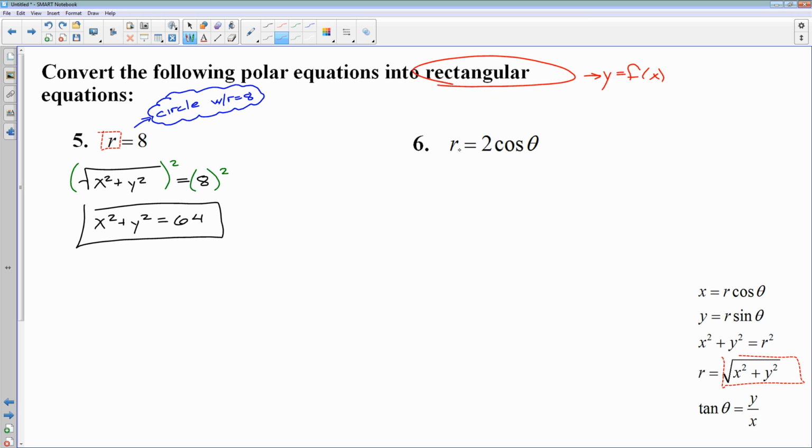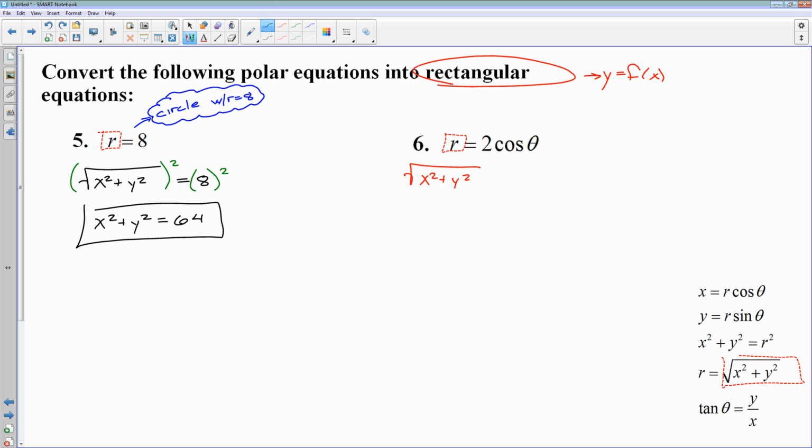Let's see, number 6, r equals 2 cosine theta. Now here is where the polar ones get a little bit difficult, because you may be looking at this and thinking, oh, I see the r. I know that r equals the square root of x squared plus y squared. So you want to do this: r equals the square root of x squared plus y squared.